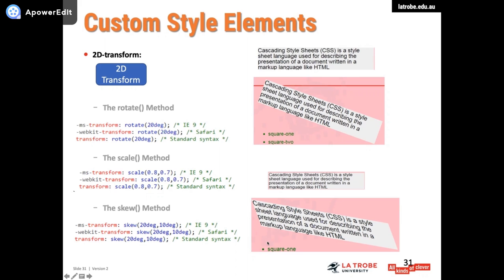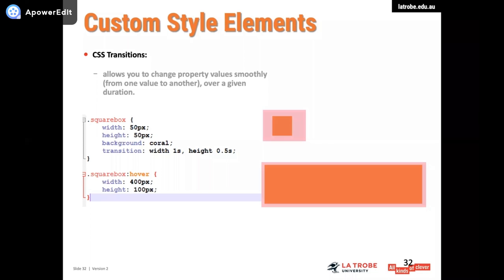Then is the CSS transitions. Transitions allow you to change the property value smoothly from one value to another over a given duration. So for example, here is the box. We want to change the size of the box.